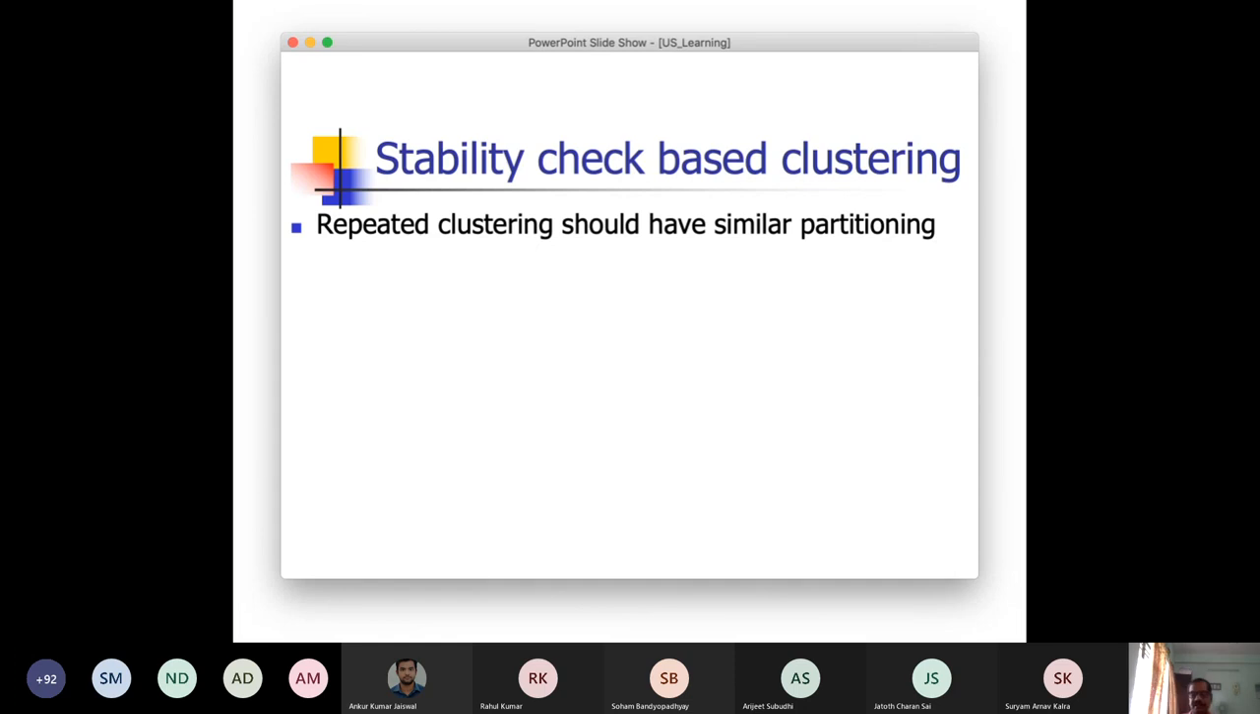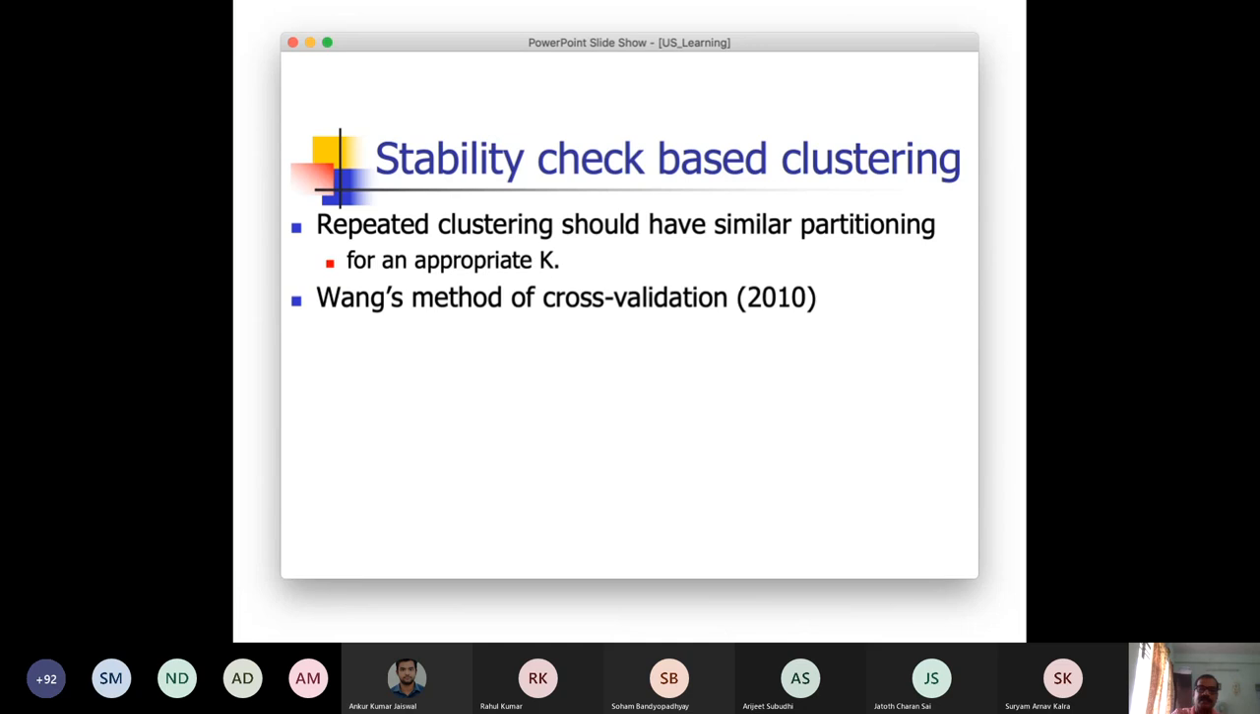I told that mostly internal indices are very useful in this respect. Whereas the other method is stability check based clustering, and as I mentioned, in this case we observe the end results for different initial points, that means initializations, and more or less those results should be similar. So that is what you have: repeated clustering should have similar partitioning. So there are certain measures of stability. One of the methods is Wang's method of cross validation.